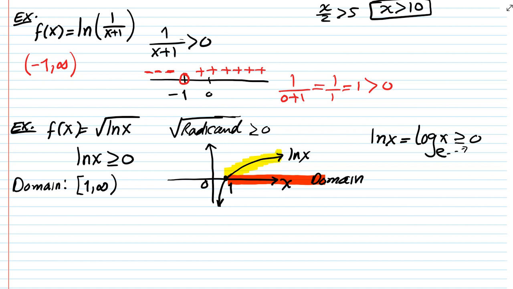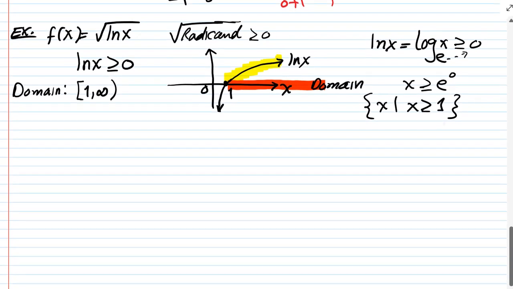rewrite this in the exponential form. That means x has to be greater than or equal to e to 0, right? And e to 0 is 1, so x must be greater than or equal to 1. And there is a set builder notation for the same thing.